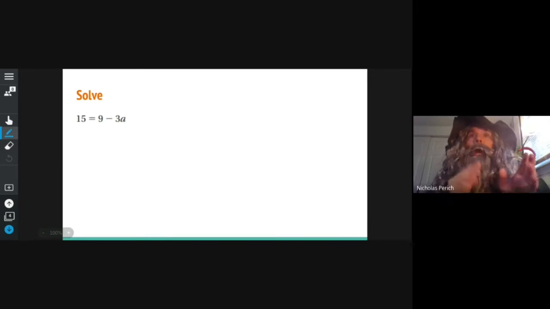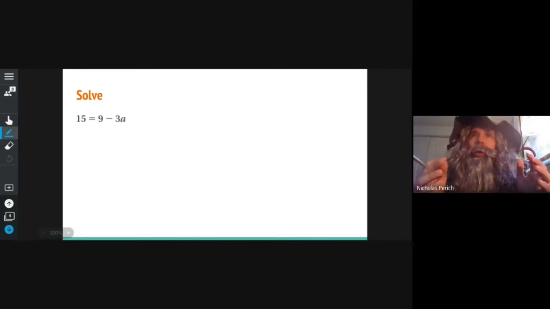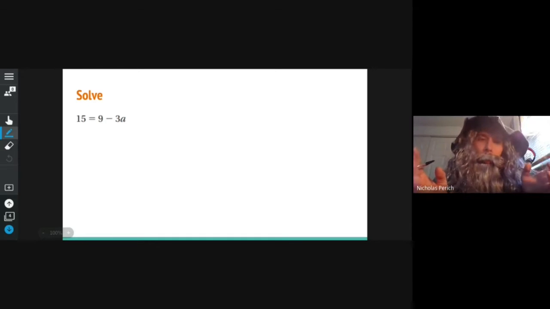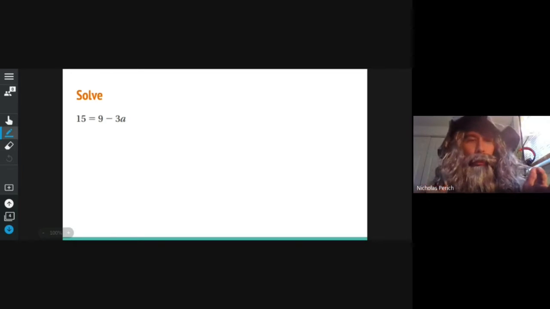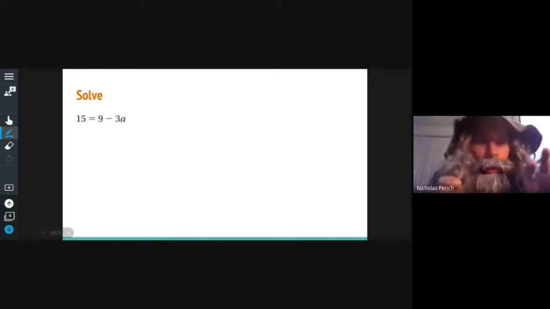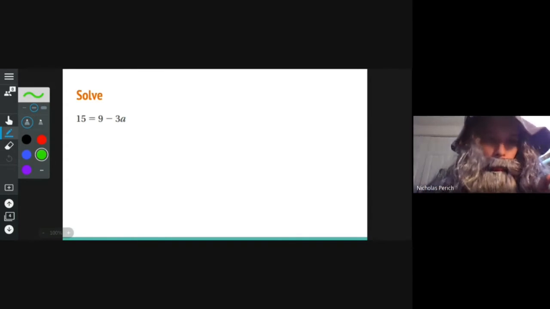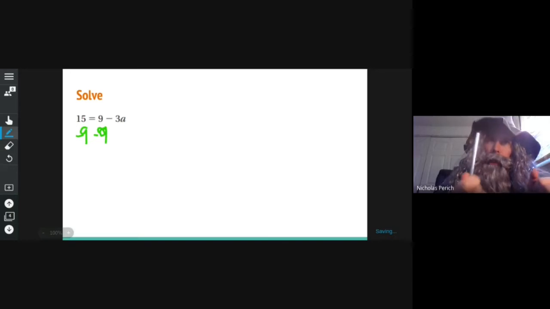It appears that A needs to be alone, isolated, cast from the demons that once inherited its body. We must cast away 9, and we must cast away -3. So the first thing that I'm going to do is I'm going to get rid of the thing that's floating around first. What is floating around, you ask? Well, the 9 is floating around. So I'm going to subtract the 9 from both sides. This magic wand is not as good as I had hoped.